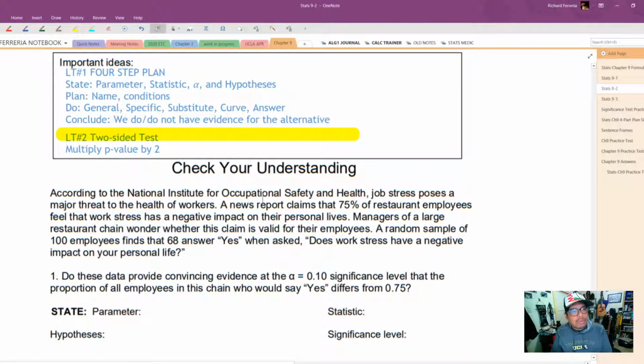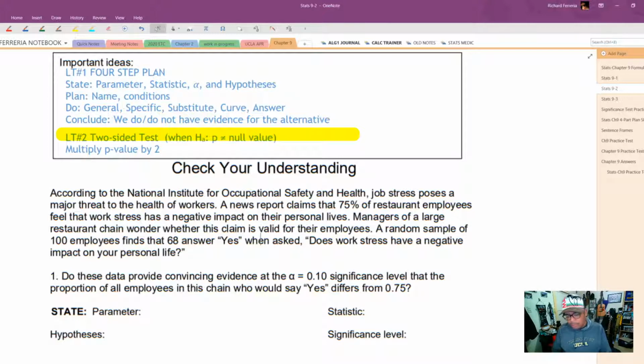And Learning Target 2 is a 2-sided test. This occurs if the alternative hypothesis is of the not equal variety. So when this happens, you're going to take the p-value and just multiply it by 2. We'll show you why we do that in the Check Your Understanding. I'm seeing that this is going to be a not equal to alternative hypothesis. So let's take a look at our Check Your Understanding.